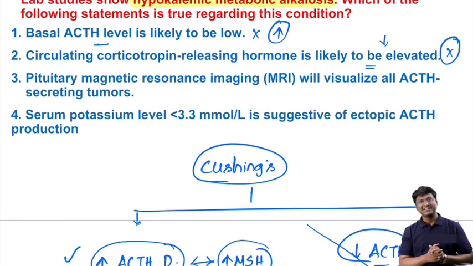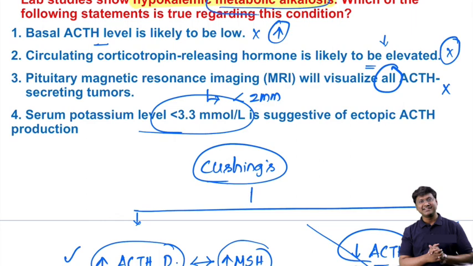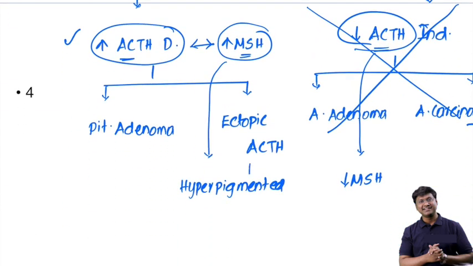Now, pituitary MRI will visualize all ACTH secreting tumors. Remember, pituitary MRI cannot visualize a pituitary adenoma of size less than 2 mm. So that is the reason why this statement is also wrong. Now, in which type of Cushing's do you have serum potassium levels less than 3.3 and metabolic alkalosis? That is seen in ectopic ACTH producing Cushing syndrome. Now, what are the sources of ectopic ACTH? The most common cause for ectopic ACTH is small cell carcinoma of the lung.